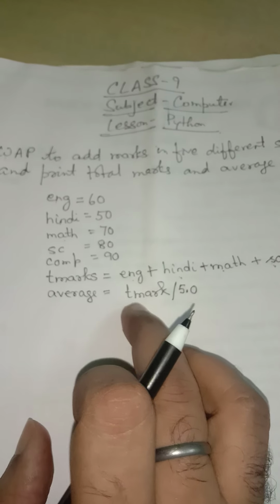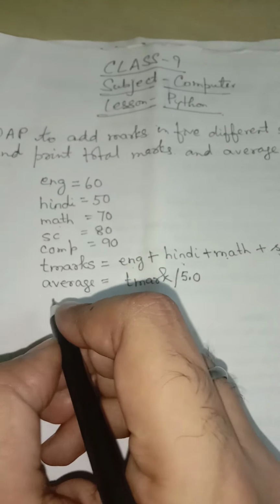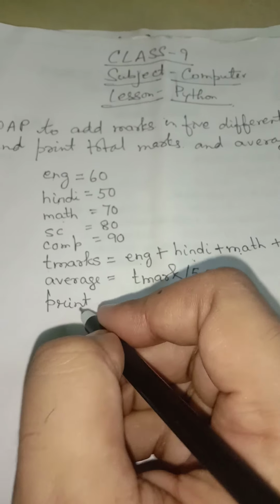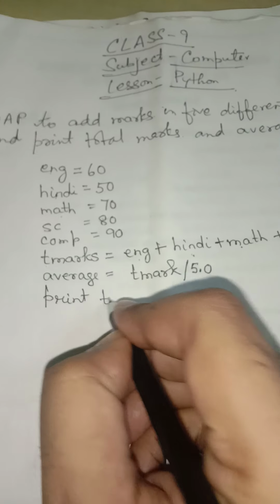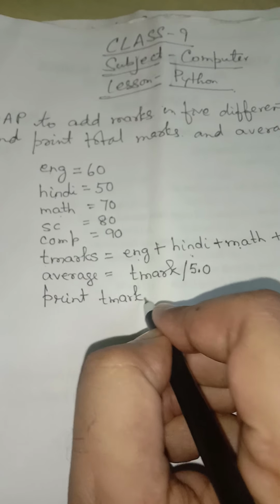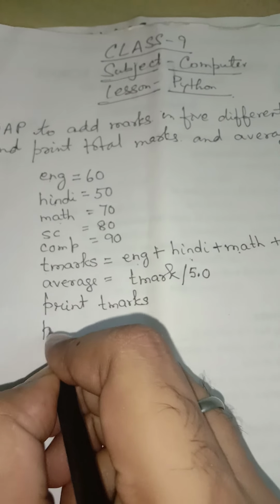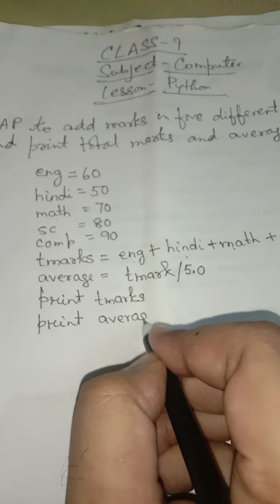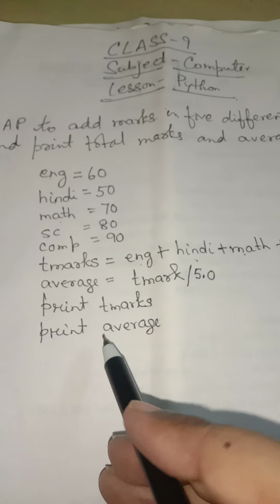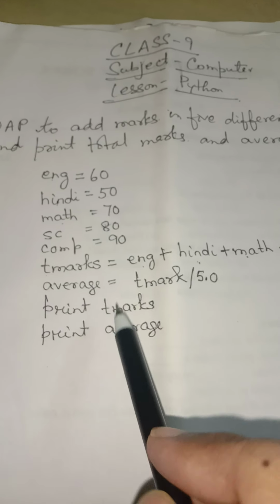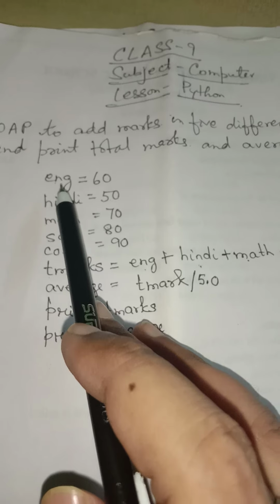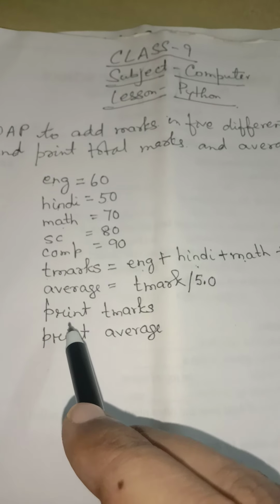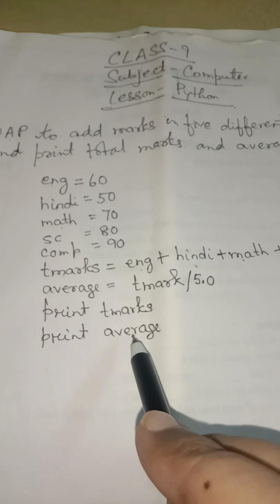Now what we have to do? We have to simply print the total marks and average. So I am using the print command over here. Print total marks, again print average. So these are the 2 variables that I have printed. You can also print all the 5 variables that I have mentioned over here, but I have just printed the total marks and average.